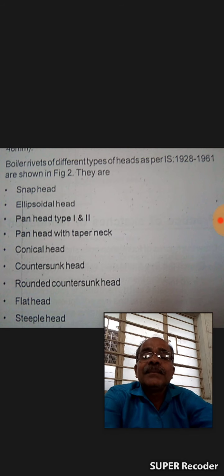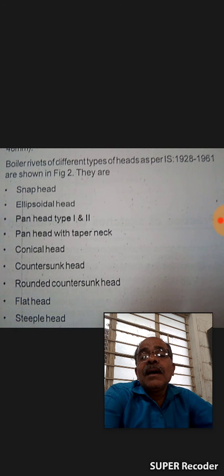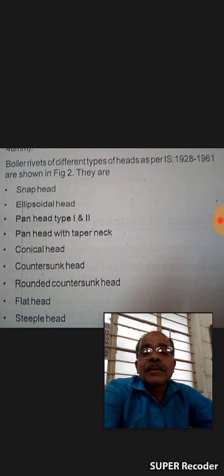This is the lesson, heard about the rivets and its types.